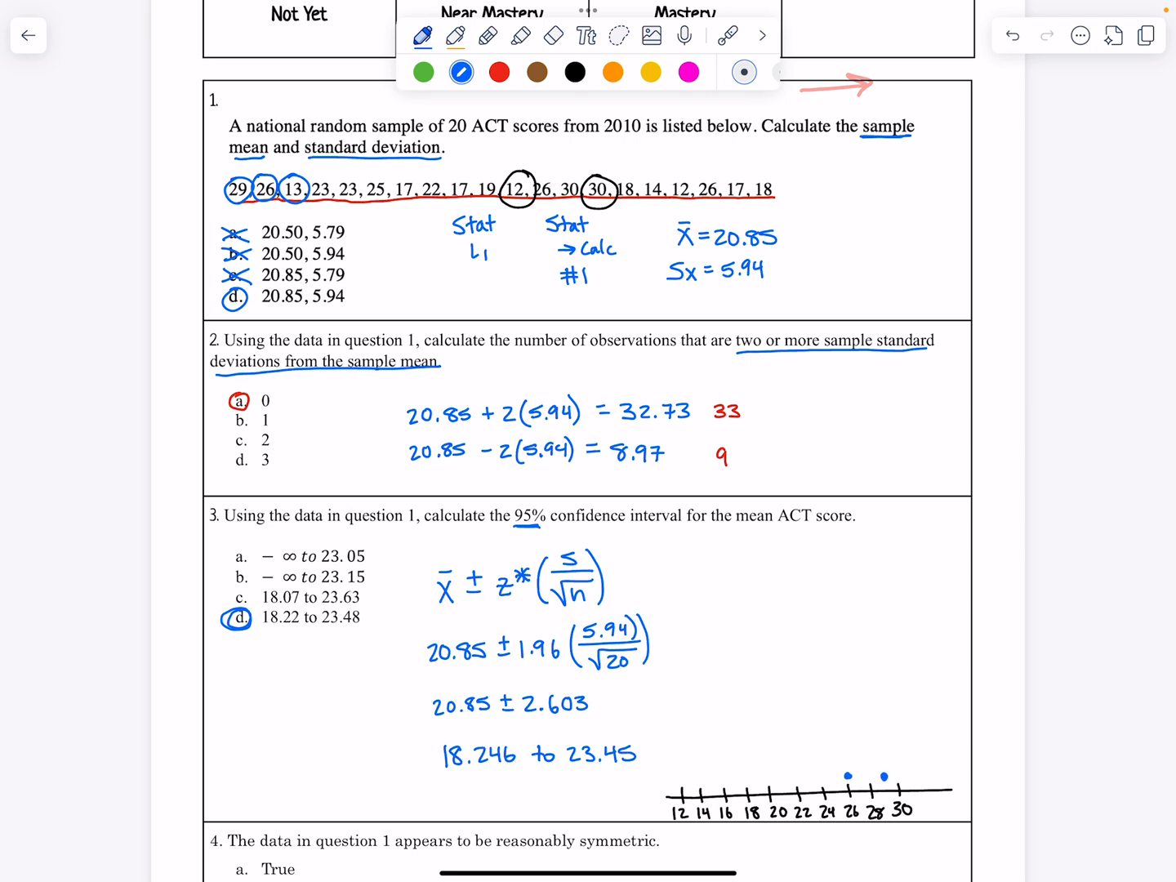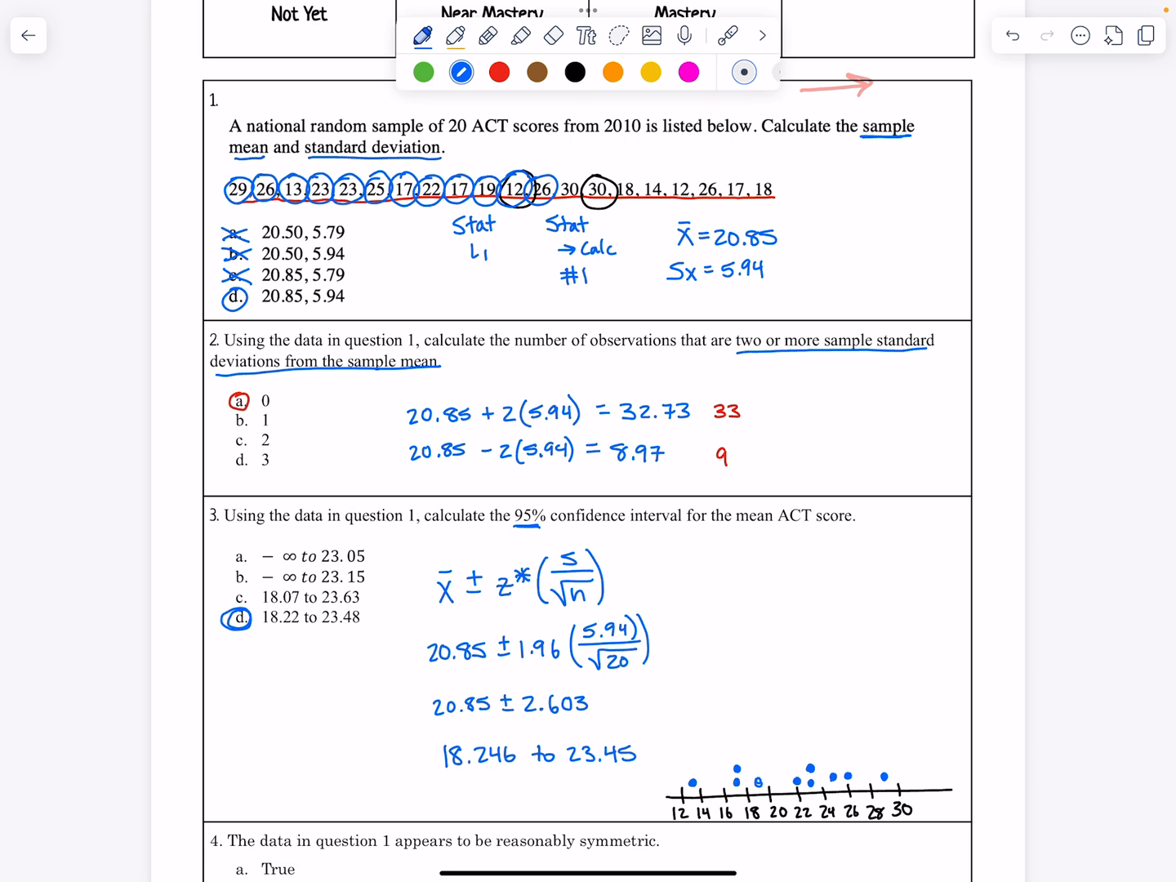26, and 13. Then I have 23, 23, 25. So 23, 23, 25 would be about right there. I have 17, 22, 17. So 17, 22, 17. Then I have 19, 12, 26.